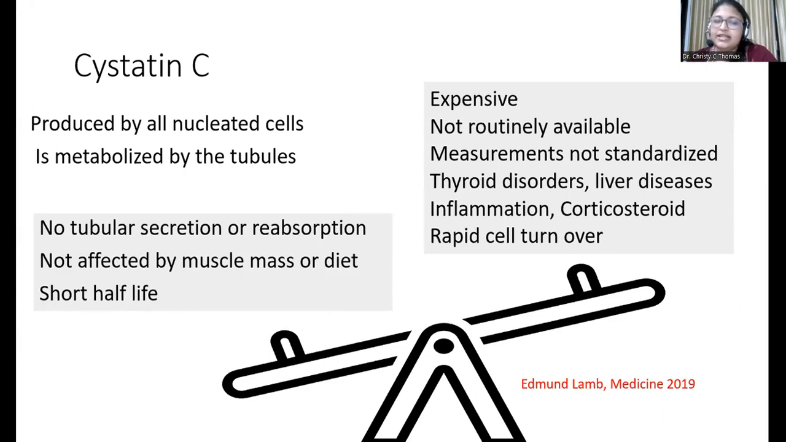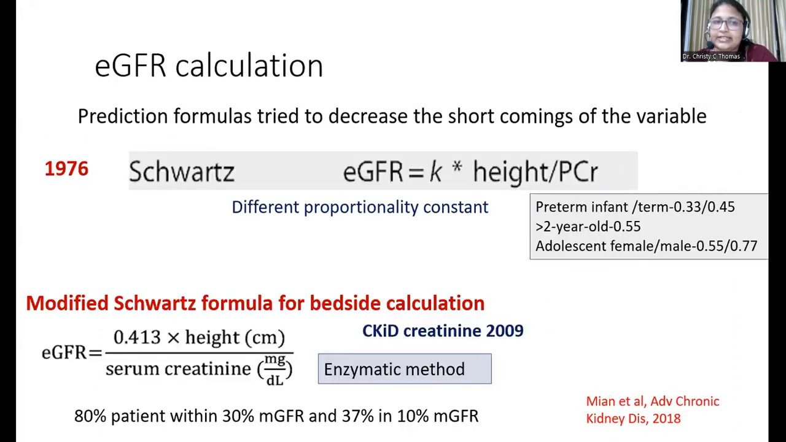GFR estimated by cystatin C has been found to be superior in patients with malnourishment, muscle wasting, and in neonates also. The GFR estimated by cystatin C is superior to that estimated by creatinine.